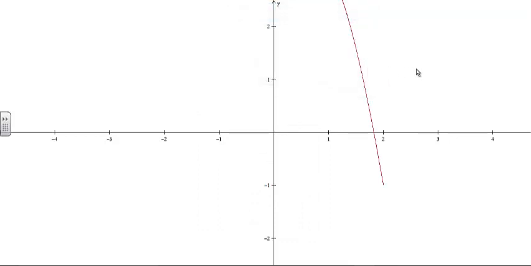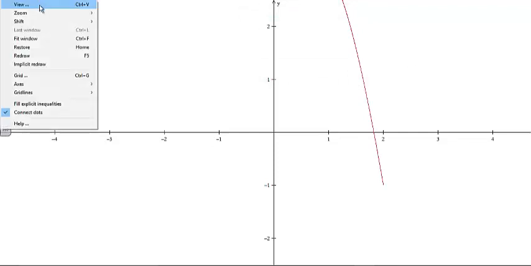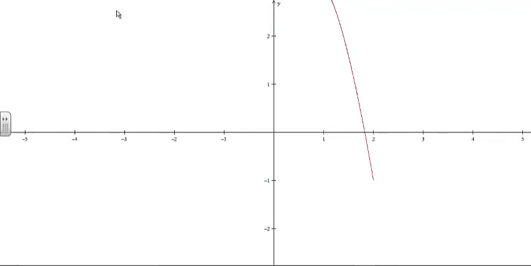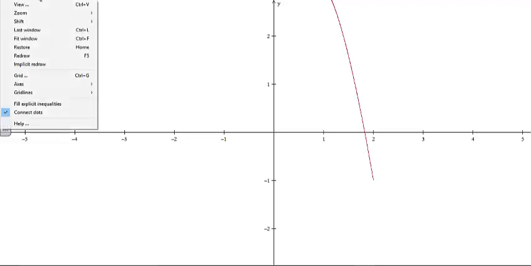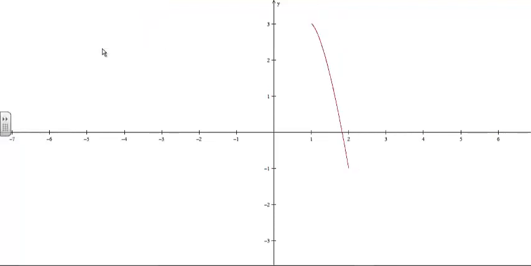And let's zoom out. Zoom out is page down. Okay. So that's what we're looking for. It's hard to tell what it looks like just because we're only looking at a small part of the curve. So who knows what the rest of it looks like.